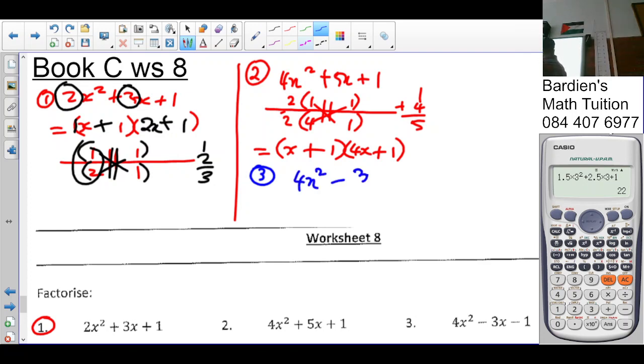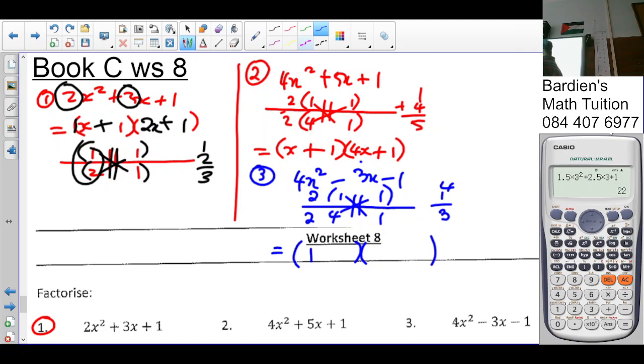4x squared minus 3x minus 1. What goes on the line? 1 and a 4. 1 and a 1. Do we add or subtract the products? 1 times 4 is 4. 1 times 1 is 1. You subtract it, you get? I'm looking for 3. So in the brackets goes a 1 and a 1. So it's going to be an x and a 1 and a 4x and a 1.